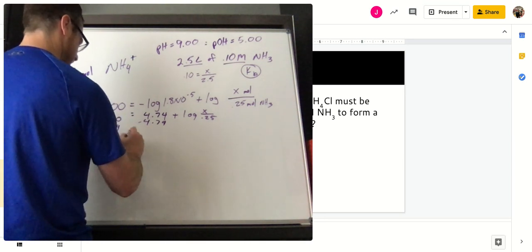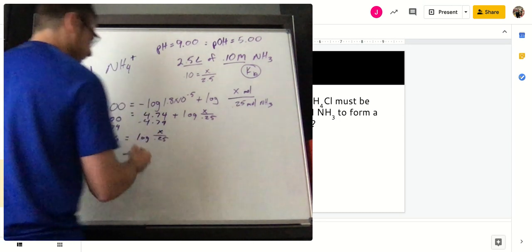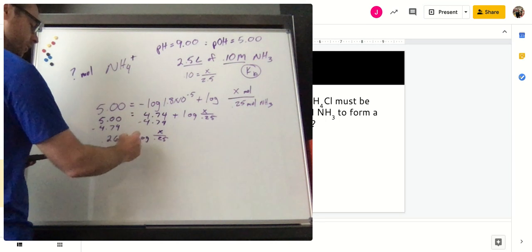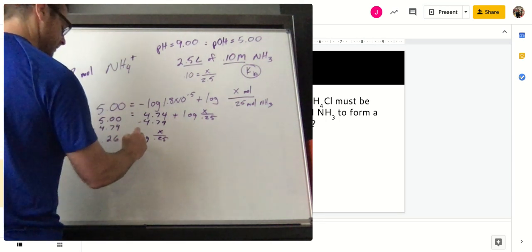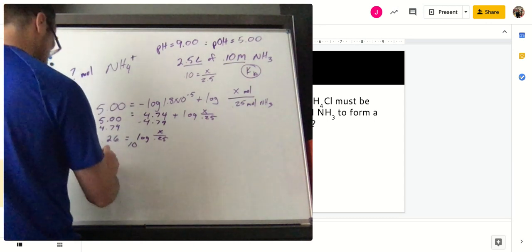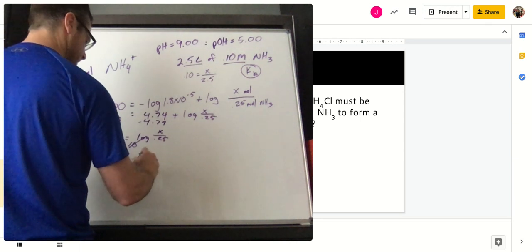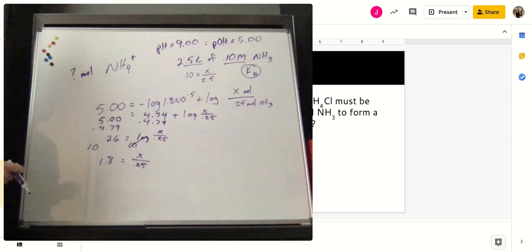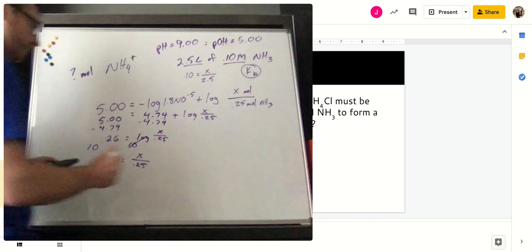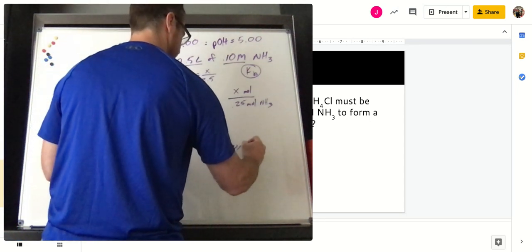That's equal to the log of X over 0.25. To deal with a logarithm, it's a log base 10, so we have to take 10 to the 0.26 to cancel out the logarithm, and we get 1.8. So X over 0.25 is 1.8, and 1.8 times 0.25 gives X equal to 0.45 moles of NH4Cl.